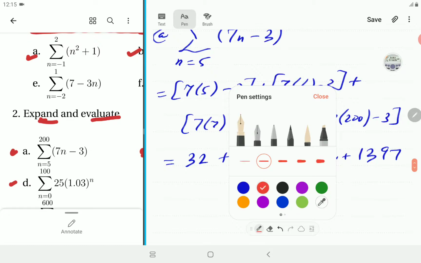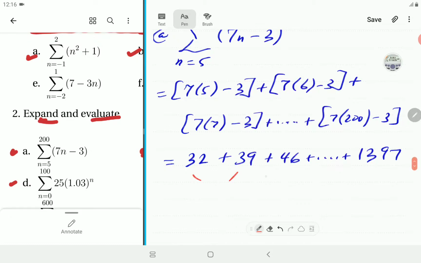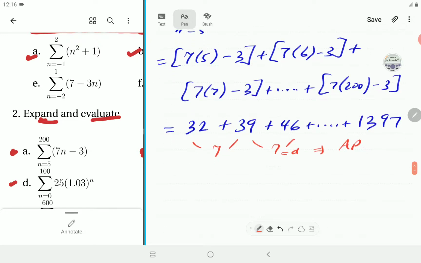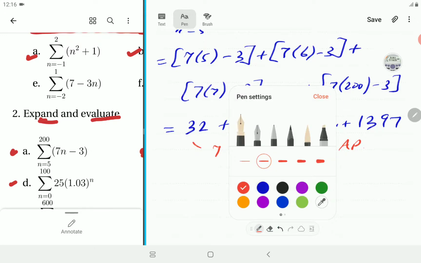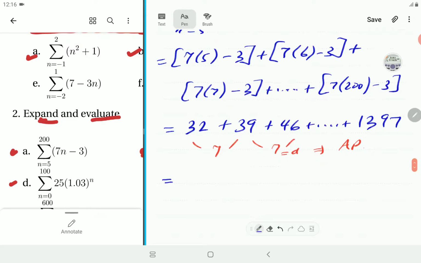Now if we check the differences here, the difference 39 minus 32 is 7, 46 minus 39 is 7. So the differences are the same here. So that tells us that this is an AP. So this is an arithmetic sum. So we are going to still remember the formulas for arithmetic sums.